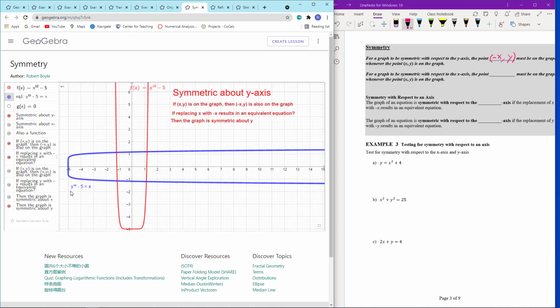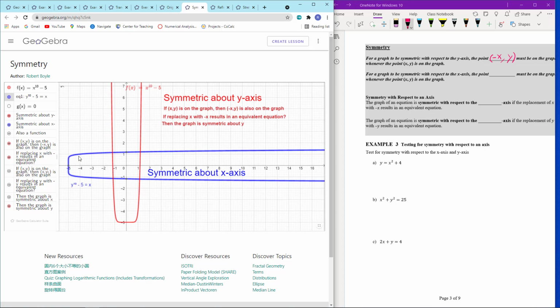Okay? So let's take a look at another function, and here it is. This one is y to the 10th minus 5 is equal to x. And as you can see, this graph is not symmetric about the y-axis, but it is symmetric about the x-axis. One thing you can also tell is that this is not a function. Why? Because it fails the vertical line test for every value of x greater than or equal to negative 5. However, what you can see is that if x, y is on the graph, then x, negative y is also on the graph.